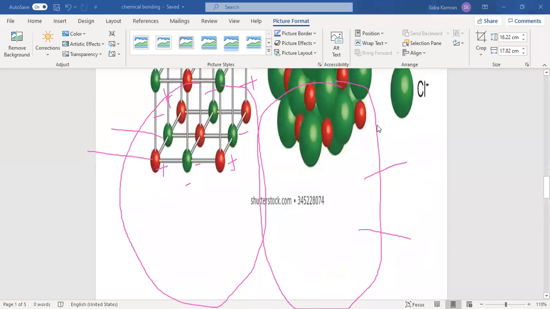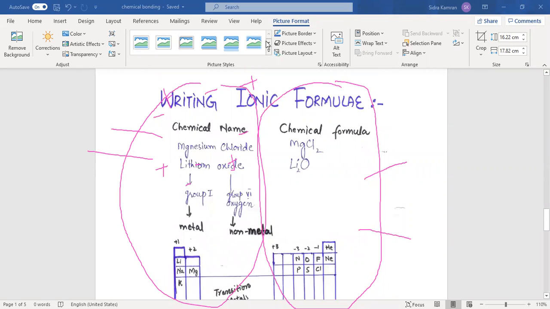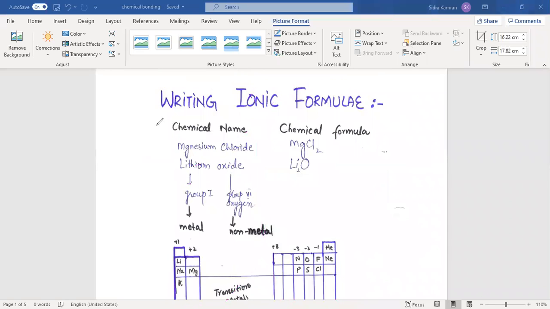Next, writing ionic formulas. How can we write the ionic formula? This is a very important thing. Here you can see the chemical name, magnesium chloride. Magnesium chloride has the formula MgCl2. Why have I written this 2 at the bottom?